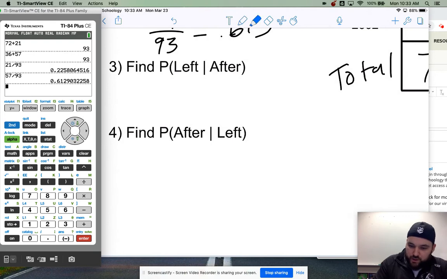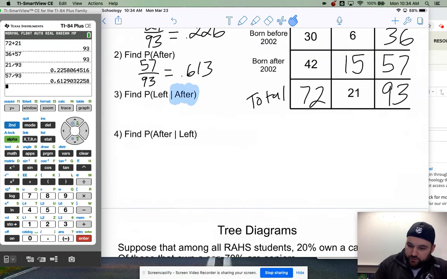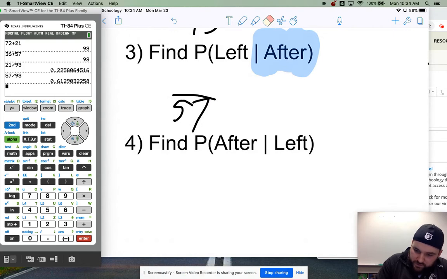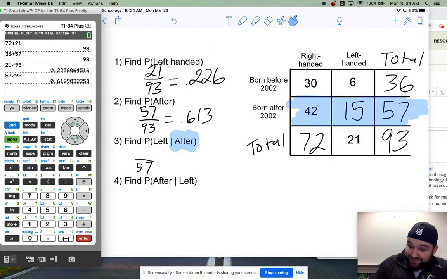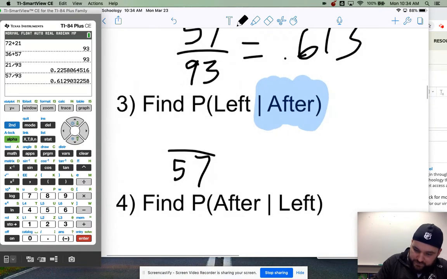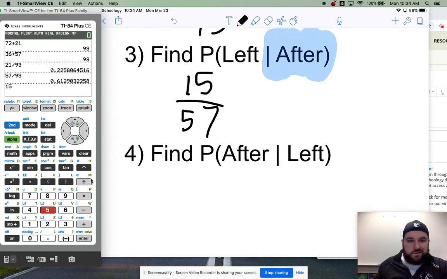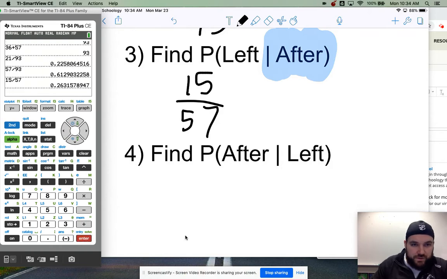What is the probability that you choose someone who is left-handed given they were born after 02? So if I look at the people who were born after 02, that means I am only working with these 57 people. So my sample space is going to be out of 57. What is the probability that they are lefty? Well, of my highlighted portion, those are my lefties. So 15 is going to be my event space. 15 out of 57 is 0.263.